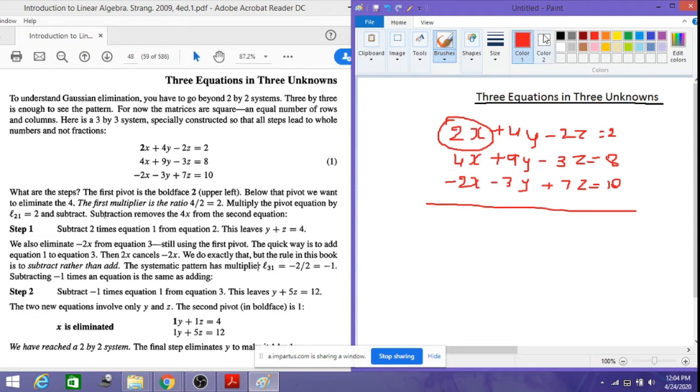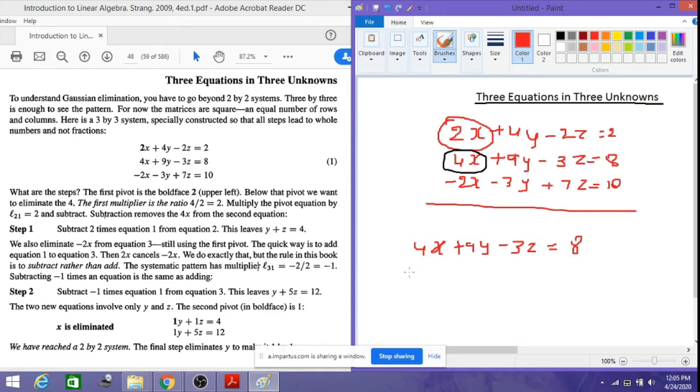Now first we have to eliminate this 4x. How do we eliminate this? It's very simple. We will multiply the first row by 2 and subtract it from the second row, and then we will write back our first row as it is. So let us write back the first row, that is 2x plus 4y. Just for the subtraction method, I'll write down the second row first here. So 4x plus 9y minus 3z equal to 8.